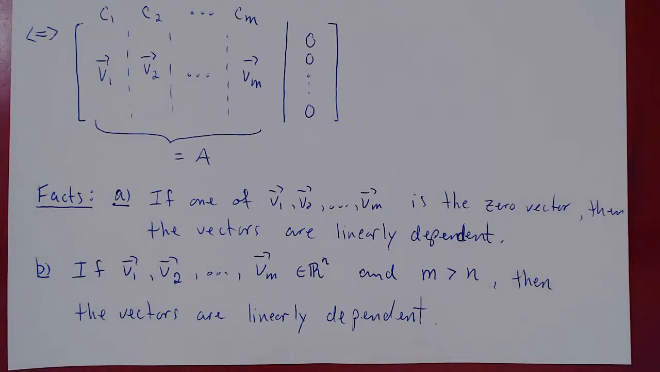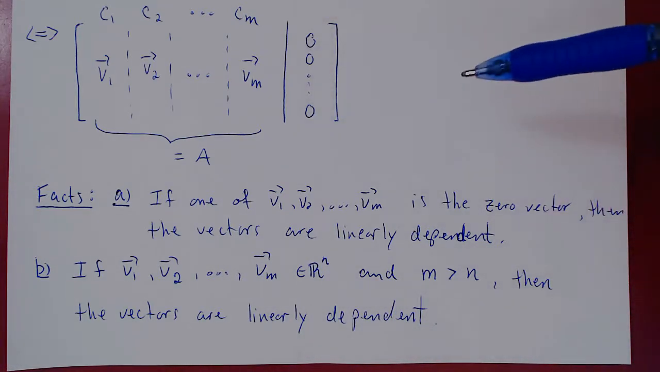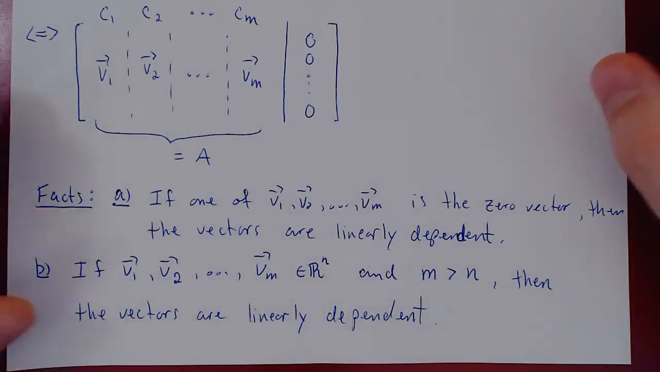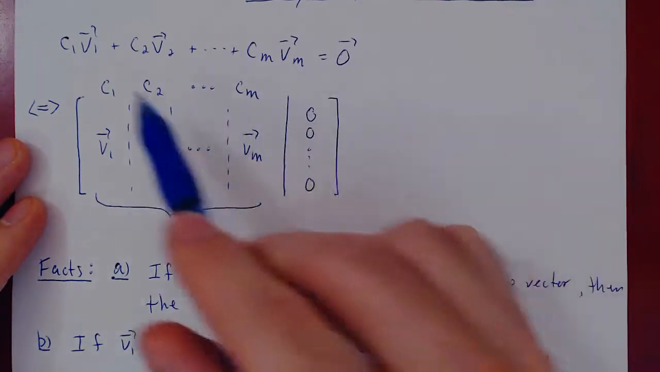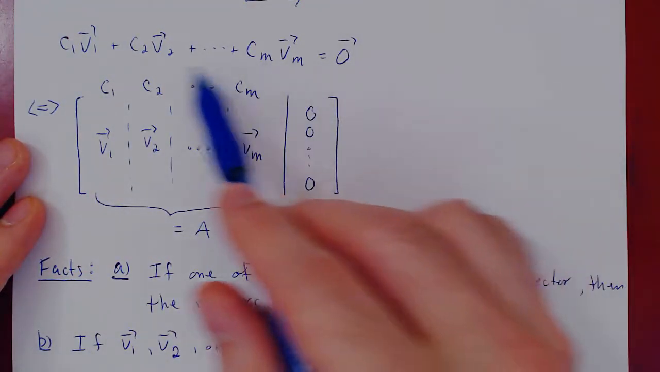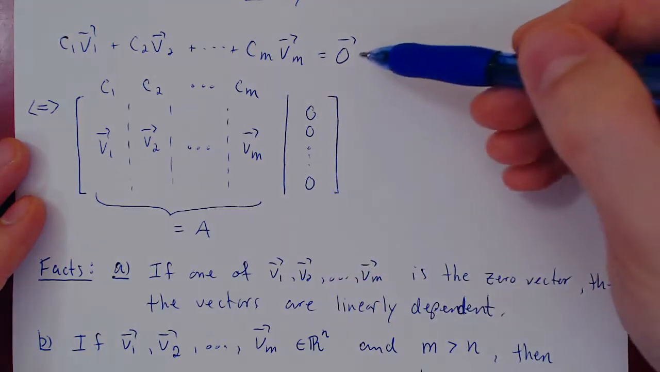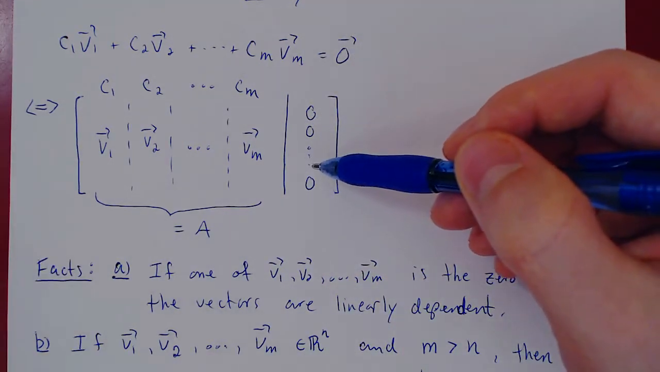So if you ever have a set of vectors in Rn, and you have more vectors than n, there is no need to solve the linear system. Automatically, the vectors are linearly dependent, and that's it. Now think of why this is true. As I always go back to the definition, the equation being a linear combination of the m vectors giving the 0 vector. Look at the linear system, and now think of it.